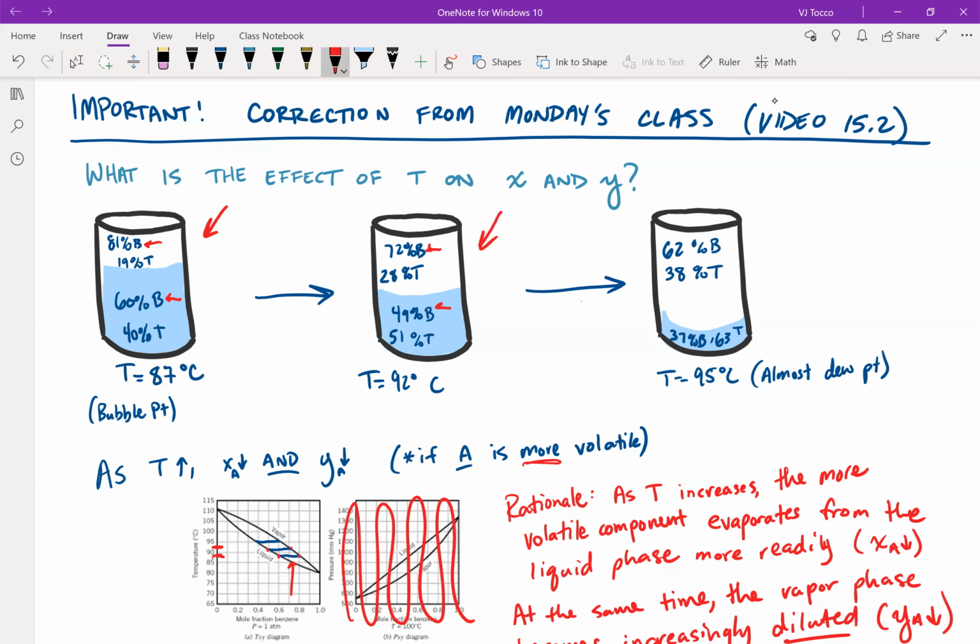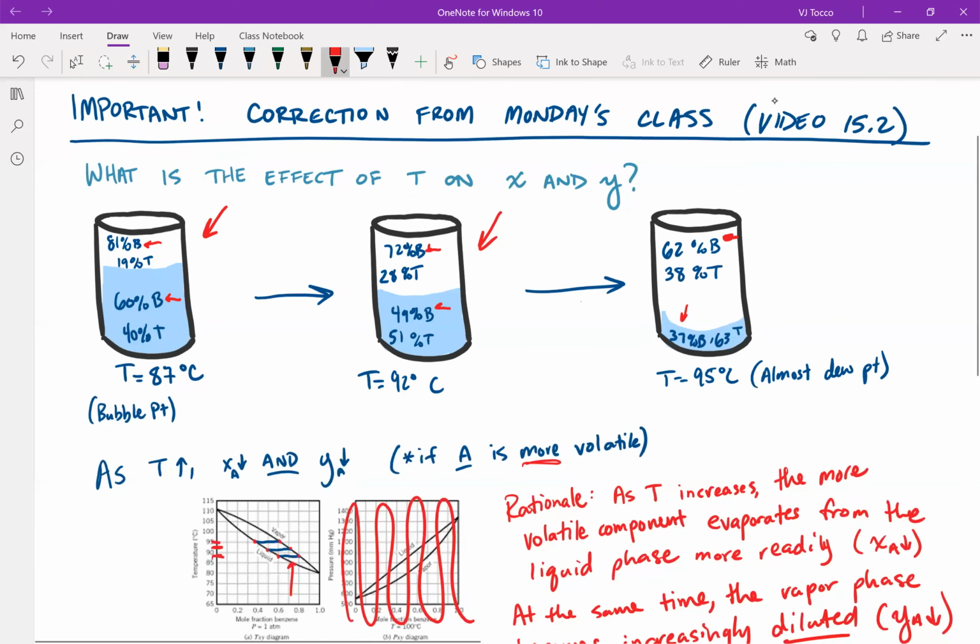So if I increase the temperature even more, to 95 C, now I've got more and more liquid evaporating, so there's a greater percentage in the vapor phase. And my compositions are now about the same, they're flipped, so don't get confused. This is the 37% that I'm talking about for benzene, and this is the 62% benzene that I'm talking about. So again, it went from 72 to 62 and went from 49 to 37. Now, how does this make sense?